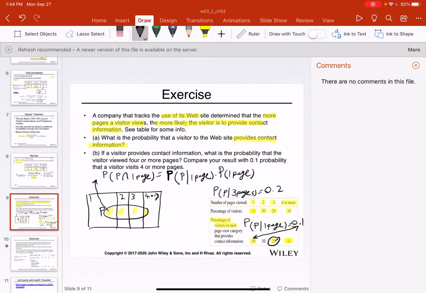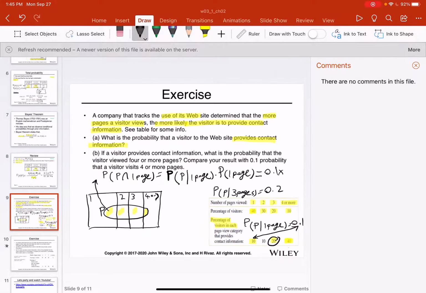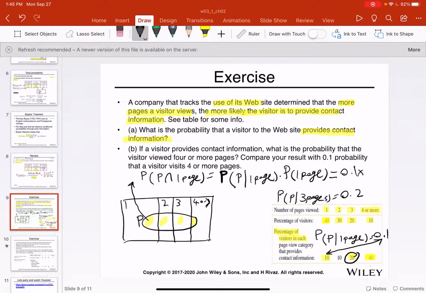And this is equal to, so I have probability of P given 1 page, that's 0.1, times probability of 1 page. Probability of 1 page is 40%, so 0.4. So this is the first part, right? So we just calculated the first part.